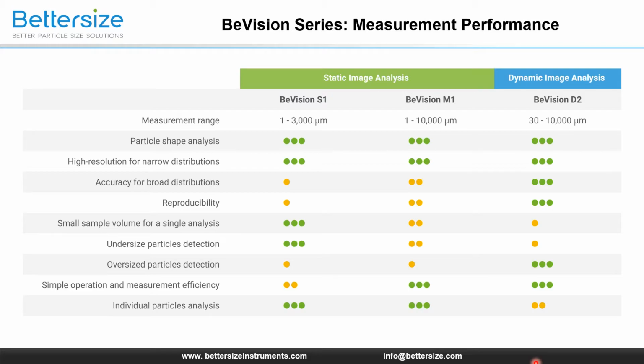Here, we can find the Bevision S1 measurement range is from 1 micron to 3000 microns. In comparison, the Bevision D2 measurement range is from 30 microns to 10,000 microns. However, the Bevision M1 has a very special range, covering from 1 micron to 10,000 microns. Wondering why? No worries, we will discuss this in the later part.